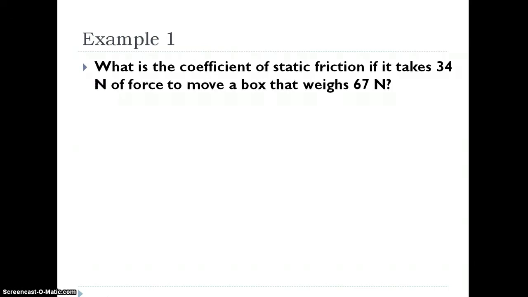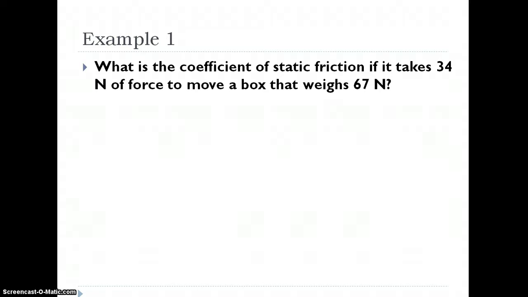So, example number one: what is the coefficient of friction, static friction, if it takes 34 newtons of force to move a box that weighs 67 newtons? The first thing to notice is that in a problem like this, they give you the weight. Now you know that when we talked about the equation for the coefficient of friction, it doesn't involve weight, it involves normal force. But let's think about it.